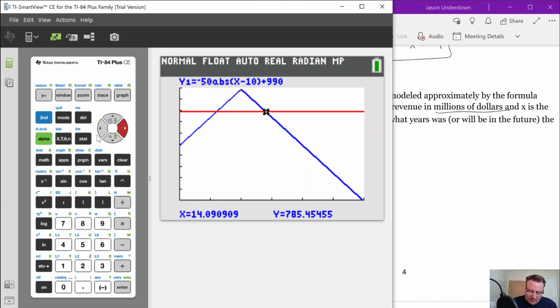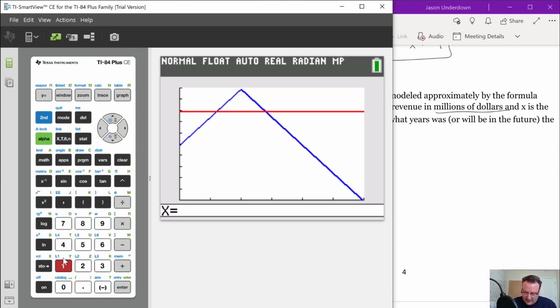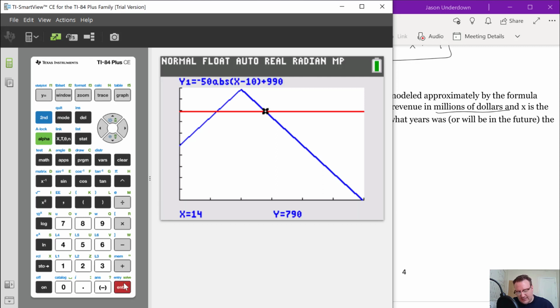In fact, if you want to be absolutely sure, we could calculate values. So let me hit calc. I want to calculate a value. Let's set x equal to, say, 14. Yep, we get 790 out of the absolute value function, the blue function. Okay, good.